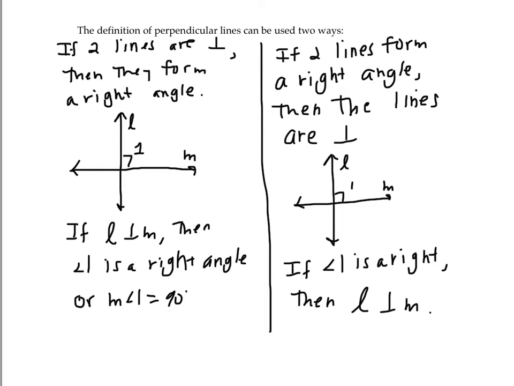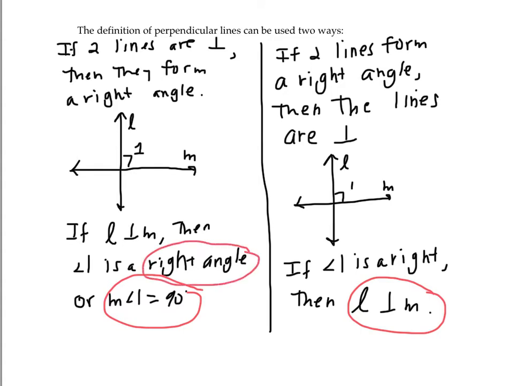So we would use this second case if we're trying to prove that lines are perpendicular, and we'll use this first case if we're trying to prove that an angle has a measure of 90 degrees, or just to say that it's a right angle. But again, both of these come from the definition of perpendicular lines.